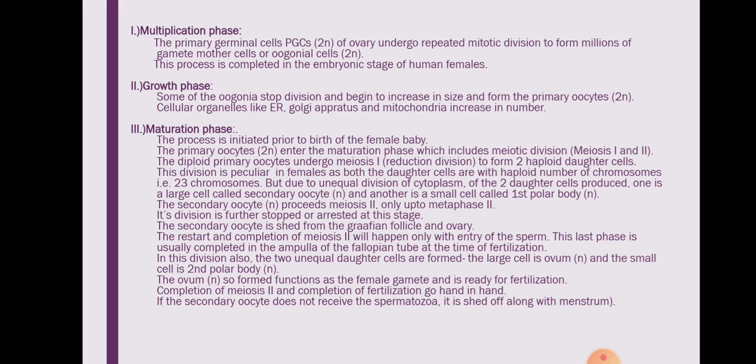Now, if the secondary oocyte does not receive a spermatozoon, it is shed along with the menstruum. So, when we studied the menstrual cycle, in the first stage, the menstrual stage, if there is no fertilization, along with blood and endometrium, the secondary oocyte is also released.